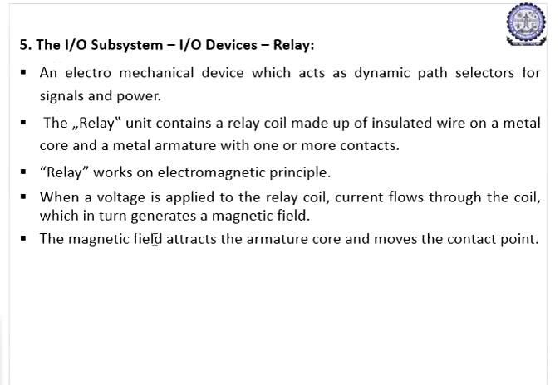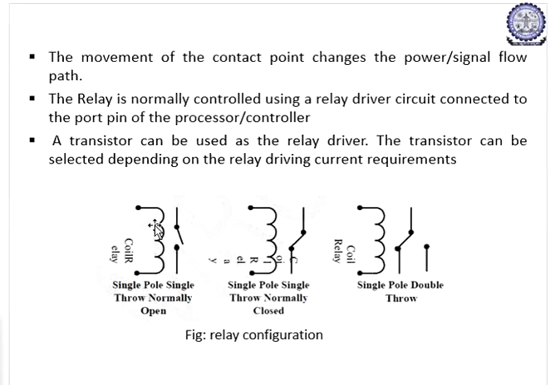When voltage is applied to the relay coil, it starts generating the electromagnetic field. The magnetic field attracts the armature core and moves the contact point. So it attracts the armature core so that the contact happens here. The contact point changes the power or signal flow path, and then it starts communicating with another circuit. So this is called a relay driver, a driver circuit which is connected to the processor or controller pin.